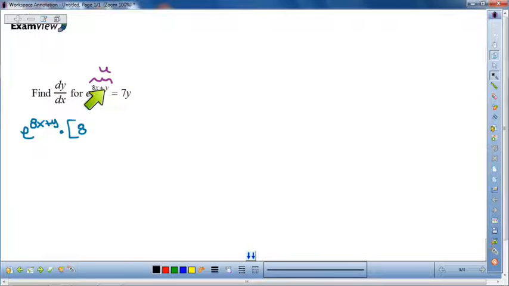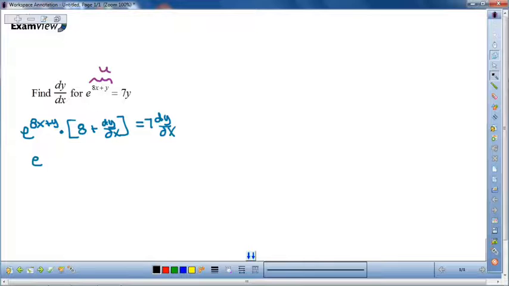times the derivative of y. And since we're taking the derivative of y with respect to x, we're going to have plus dy dx. The derivative of 7y is going to be 7, but since we're taking the derivative of y with respect to x, we need to multiply it by dy dx. So now our next goal is to get all the x's on one side.